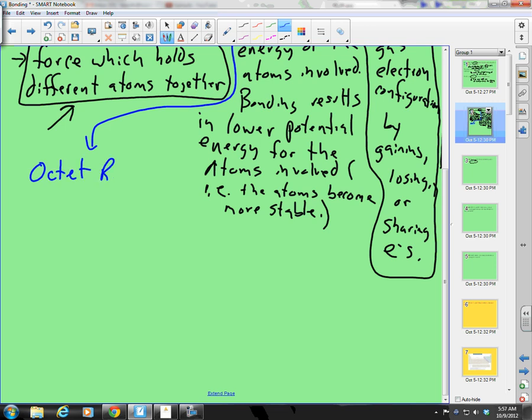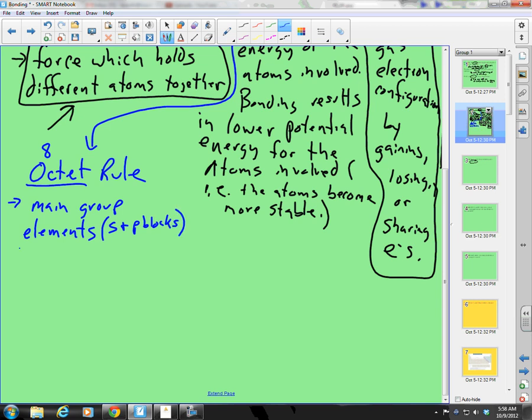Octet rule. Well, when we look at that, we see a word octet. And what does octet mean? Well, I think oct comes from like octagon, and that would mean 8, right? So it's the rule of 8, almost, is what we can think of this. And what does the octet rule say? It says that main group elements. Oh, you guys remember that from last unit? What's a main group element? Those elements in s and p blocks, right?